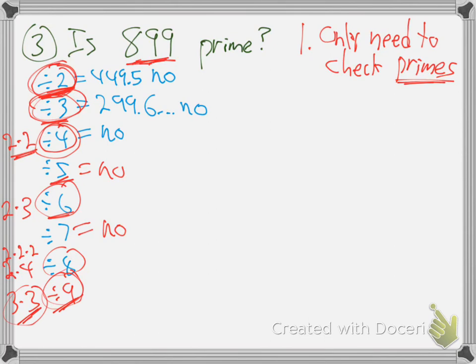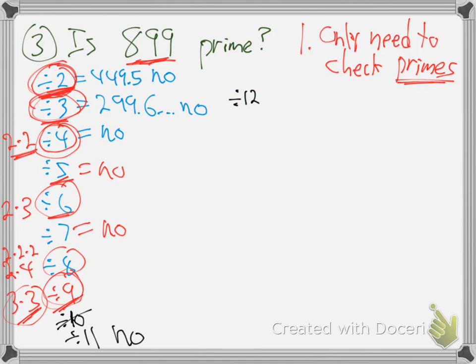But that still leaves a lot of numbers, doesn't it? Like next would come 10. Do I need to check 10? No, it's made out of 2 and 5. I've already checked 2 and 5. Next comes 11. Does 11 go in? I have no idea. 11 kind of looks like it goes in. Let me try it. Nope. 11, no. So I did need to check 11, right? Because it's prime. You've got to keep going.